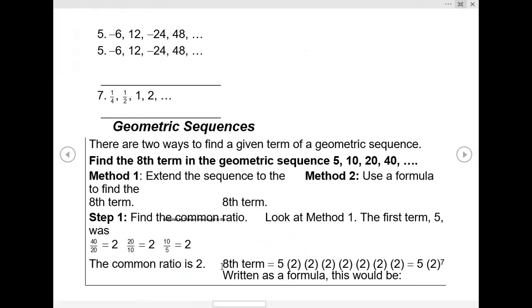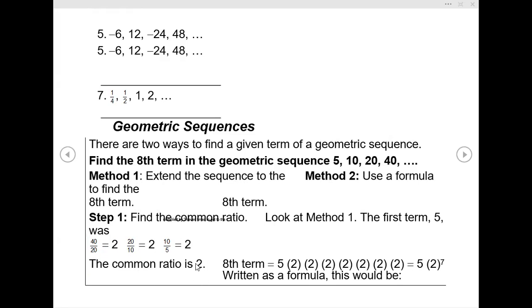In this part, there are 2 ways to find a given term of a geometric sequence. Find the 8th term in the geometric sequence 5, 10, 20, 40. First, extend the sequence to find the 8th term. How? We will find the common ratio: 40 divided by 20 equals 2, 20 divided by 10 equals 2, and 10 divided by 5 equals 2. So the common ratio is 2.